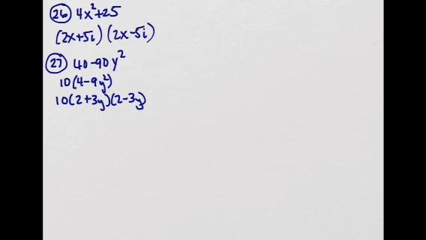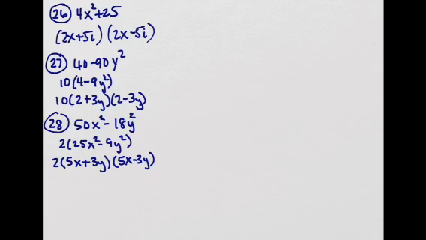So for 27, you factor out a 10, and then you're left with the difference of two squares, and so you have 2 plus 3y right here, and then 2 minus 3y. Alright, for 28, I factor out the greatest common factor, which is 2, and so you're left with 25x squared minus 9y squared, and that is a difference of two squares. So here is how you factor that, and don't forget you always bring down the GCF.